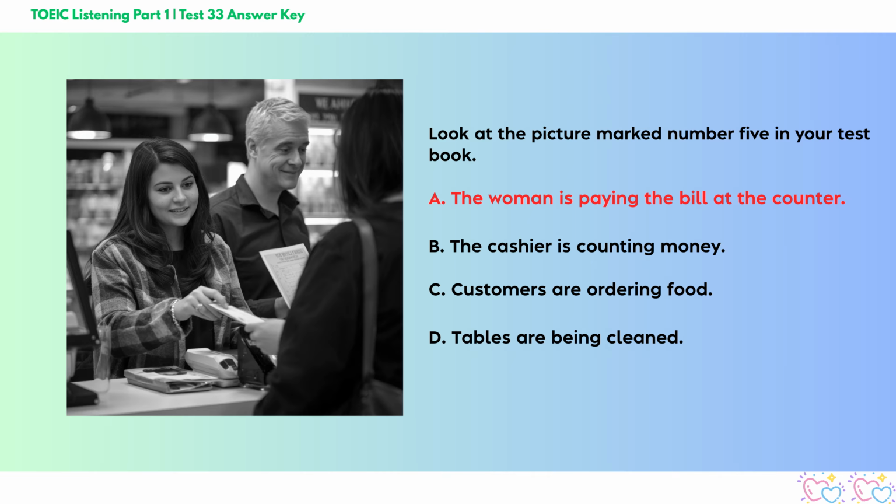Look at the picture marked number 5 in your textbook. A. The woman is paying the bill at the counter. B. The cashier is counting money. C. Customers are ordering food. D. Tables are being cleaned.